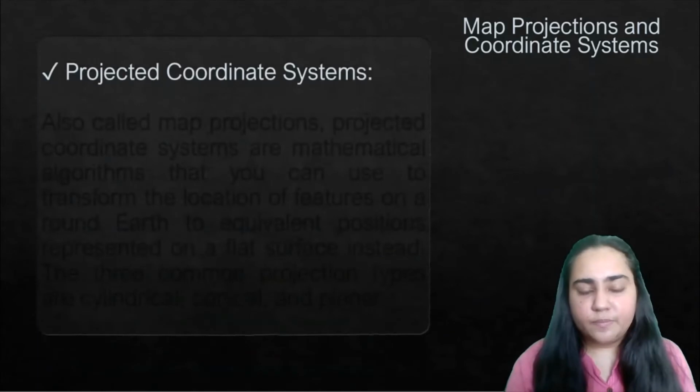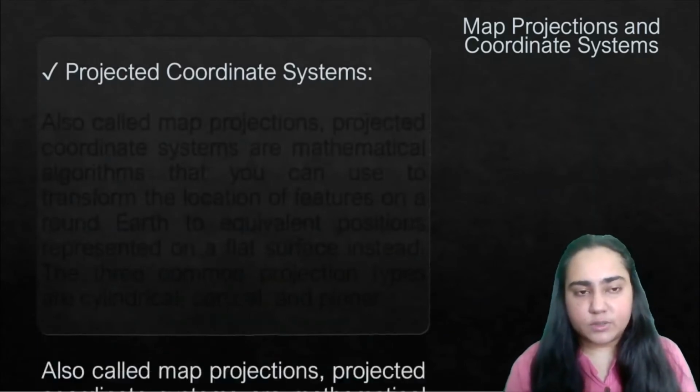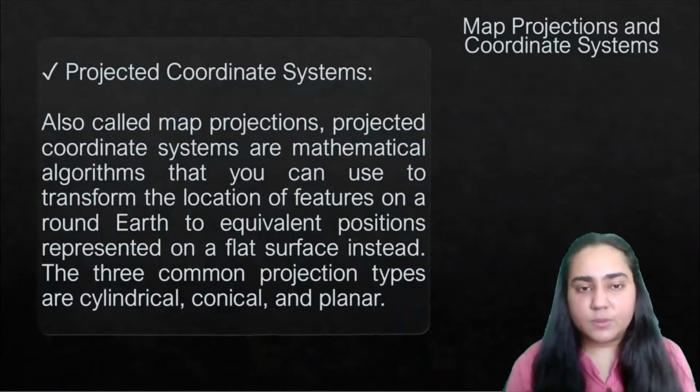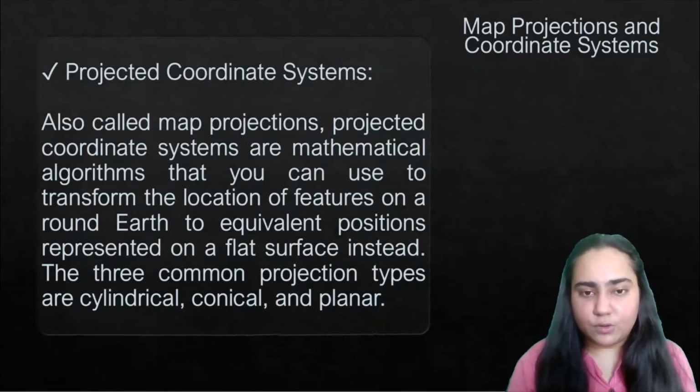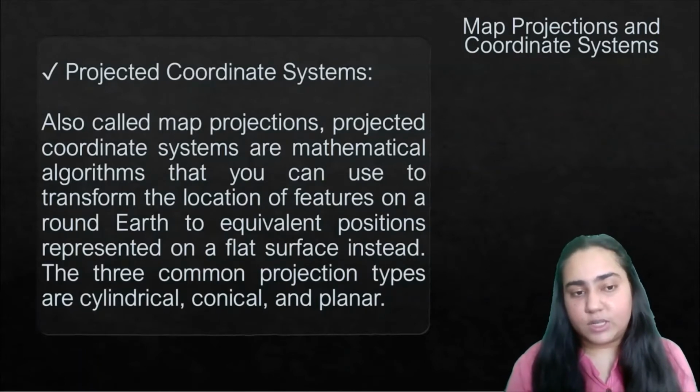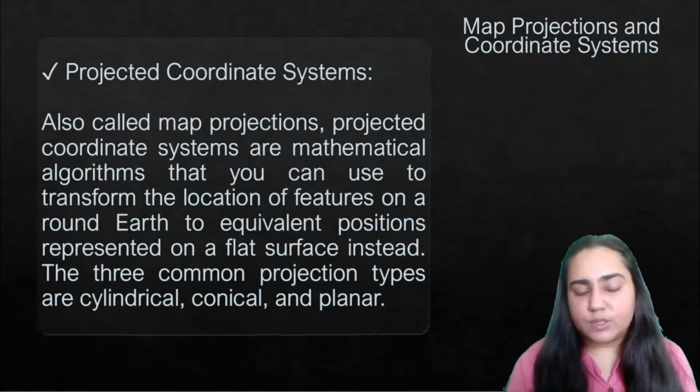The first one is projected coordinate systems, also called map projections. Projected coordinate systems are mathematical algorithms that you can use to transform the location of features on a round Earth to equivalent positions represented on a flat surface instead. Okay, and the three most common projection types are cylindrical, conical, and planar.